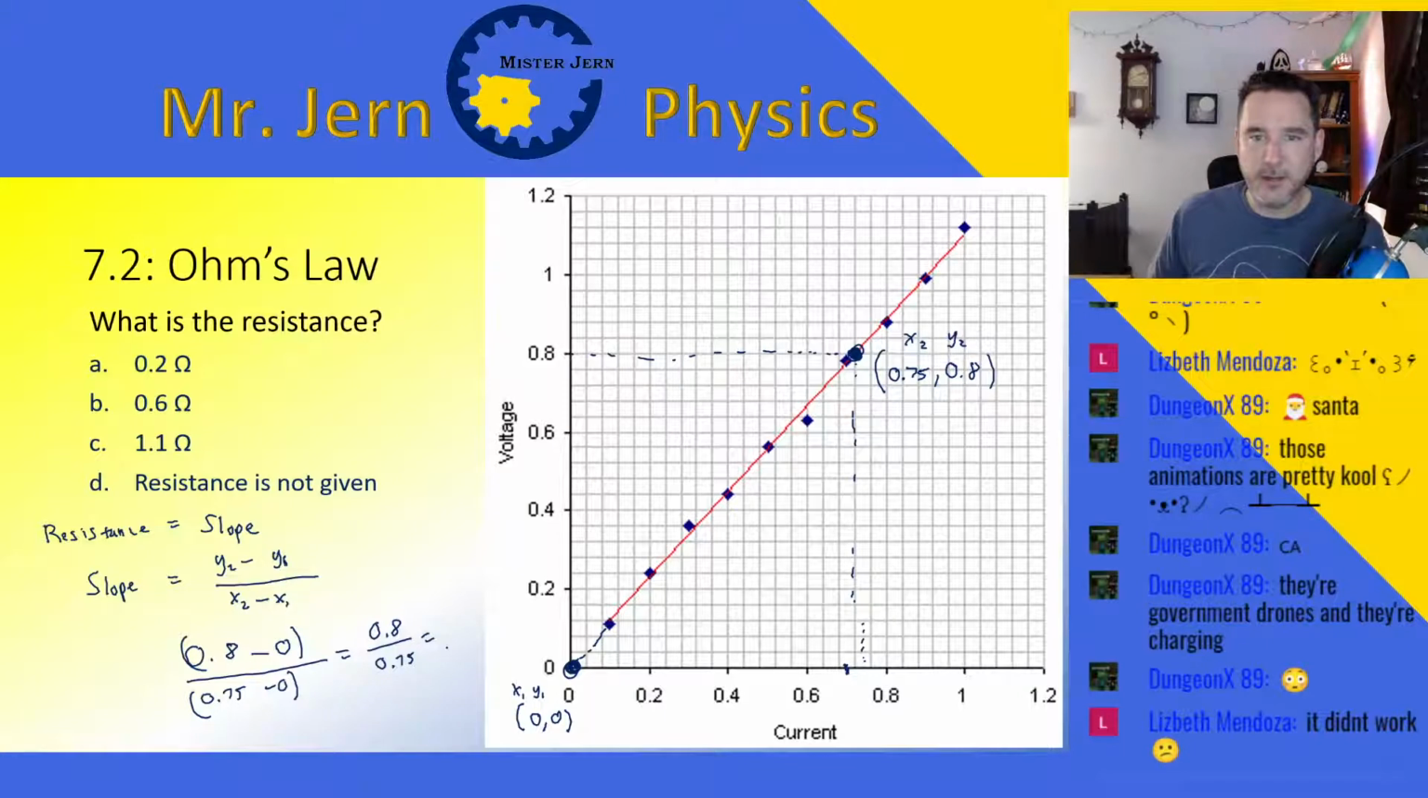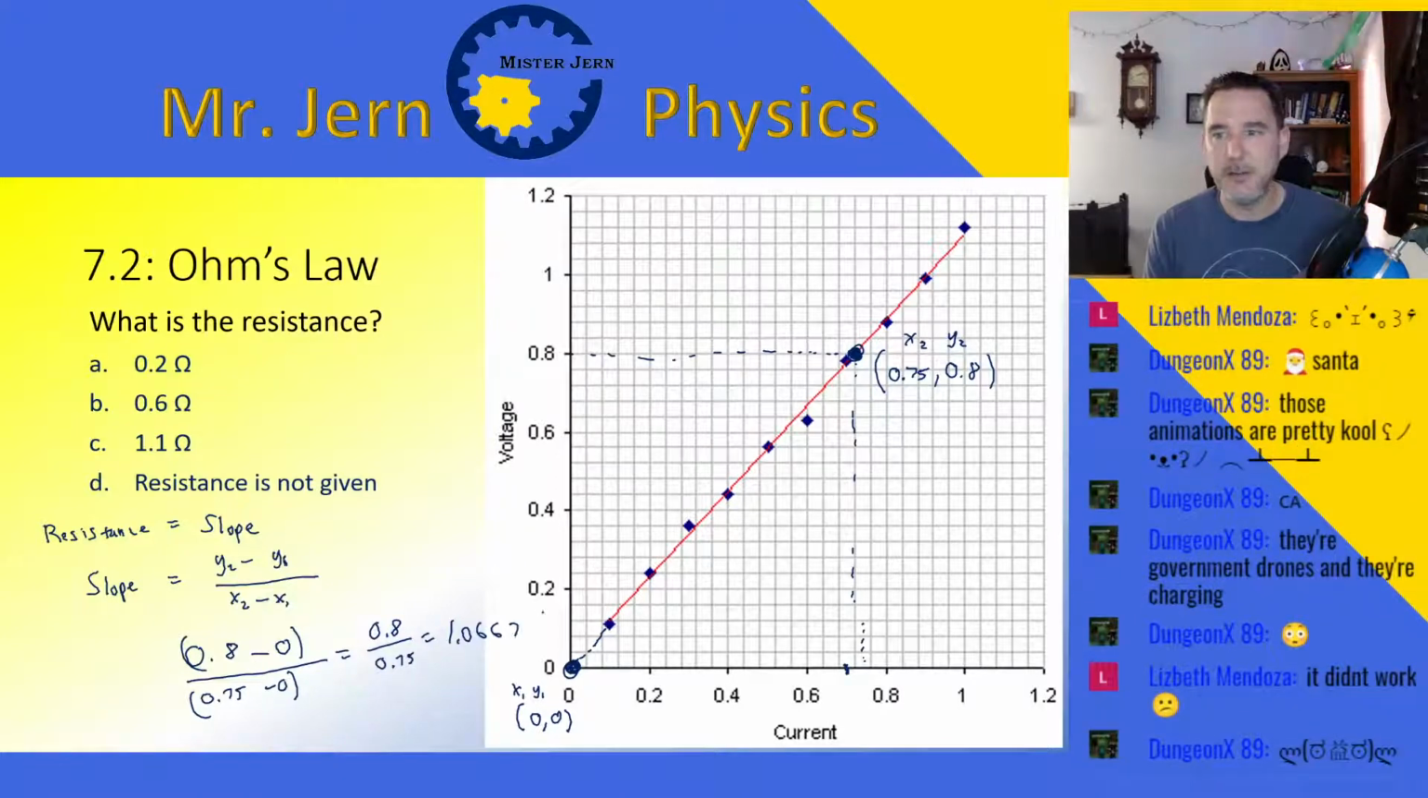I put that in my calculator. 0.8 divided by 0.75, I get 1.066667. So let's just write that down: 1.0667. Okay, Mr. Jern, that's not one of the choices.